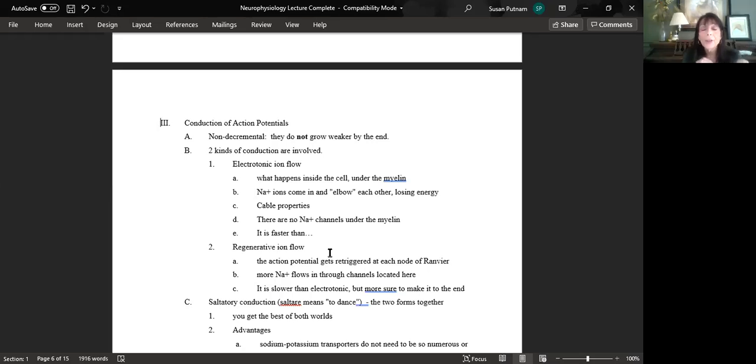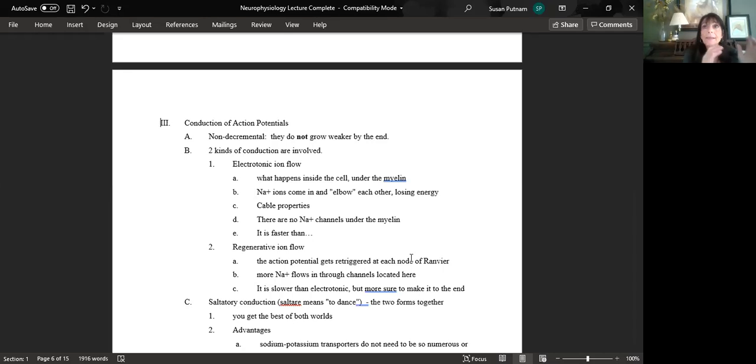The action potential gets re-triggered there. That node of Ranvier, if you need to look back at your early neuroanatomy notes, is where there will be another sodium channel that will open up and allow more sodium to come in. And so that is slower than electrotonic, because think about it. You have to open the channel, sodium comes in. So if you did that all the way down the axon, you would be taking a lot of time.